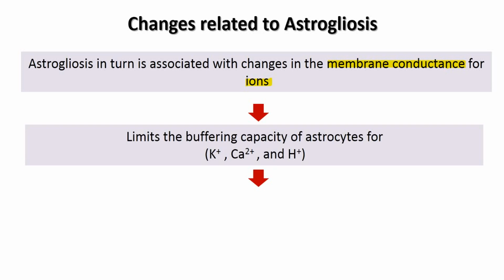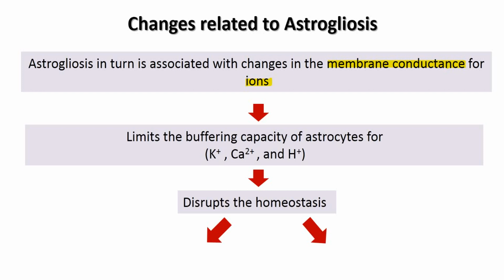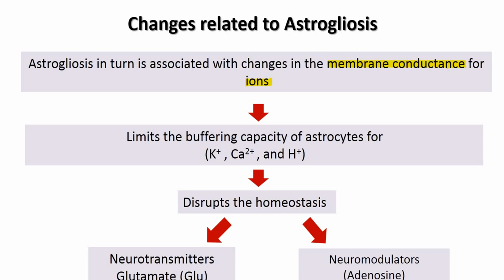Because of the limiting of the astrocytes, what exactly happens? There is a disruption in homeostasis. Once the homeostasis is disrupted, there will be two major changes. One, there will be changes in the neurotransmitter glutamate, and there will be changes in neuromodulators such as adenosine. So, this is the simple, straightforward flowchart way of explanation.